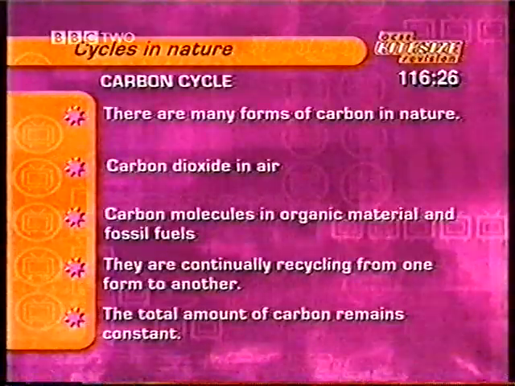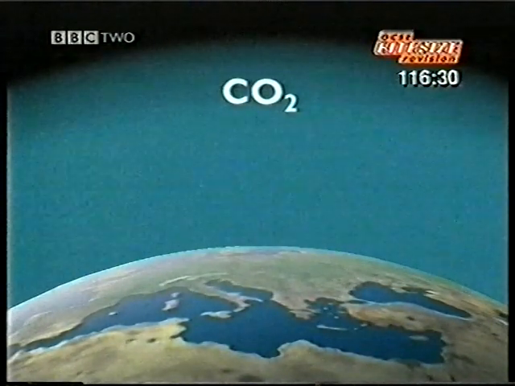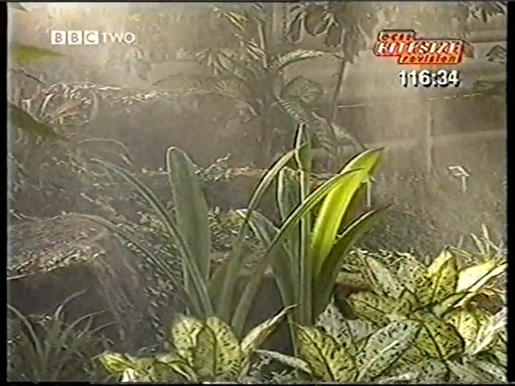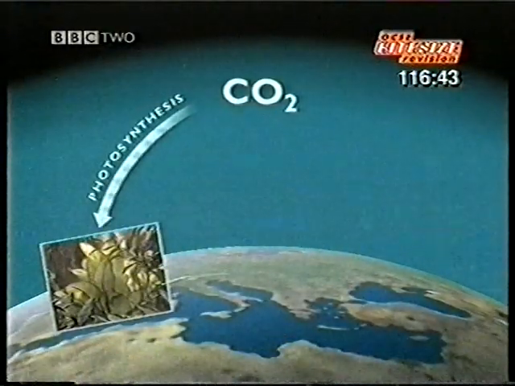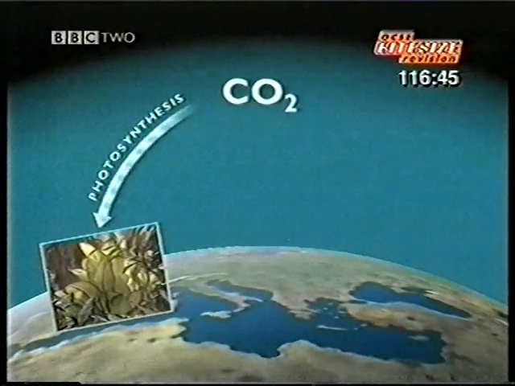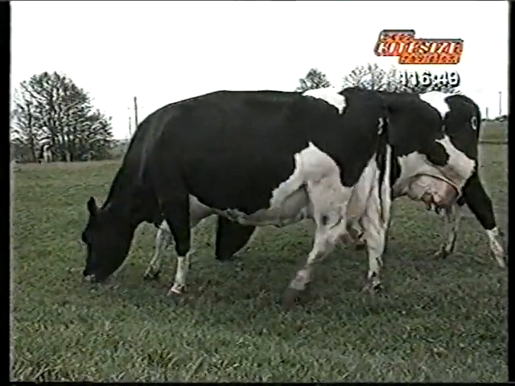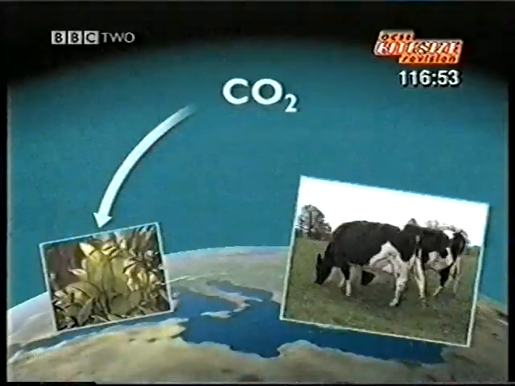This is how it works. The level of carbon dioxide in the air depends on many different processes. Photosynthesis uses carbon dioxide as a raw material to produce sugars, so plants take carbon dioxide out of the atmosphere. Both animals and plants get their energy by respiration, a chemical reaction which releases carbon dioxide into the atmosphere.